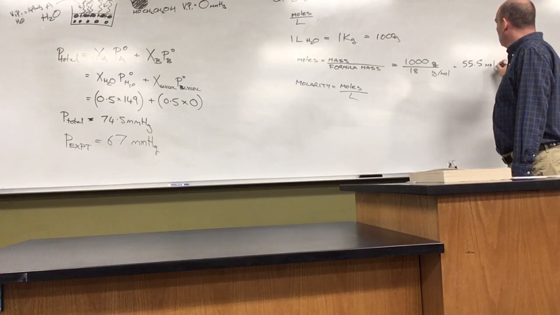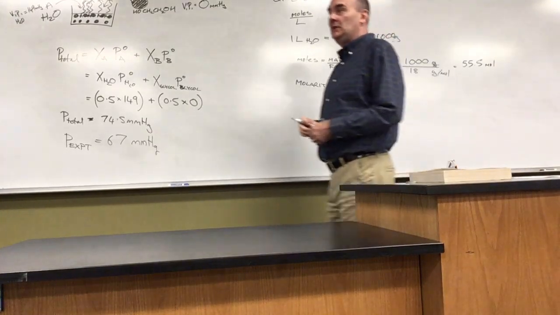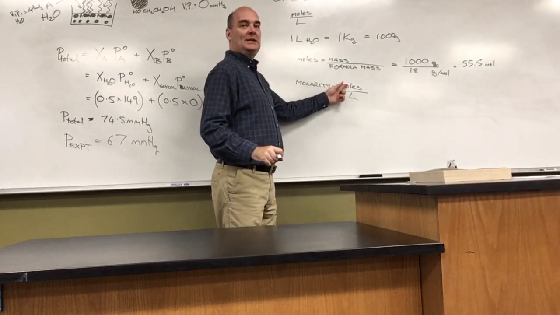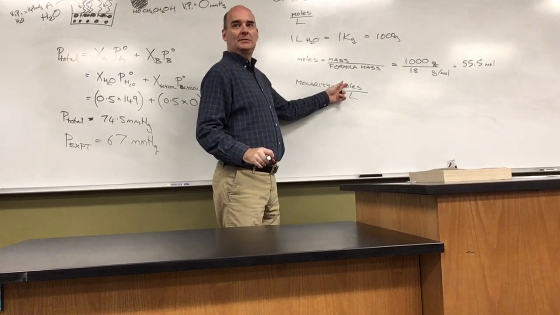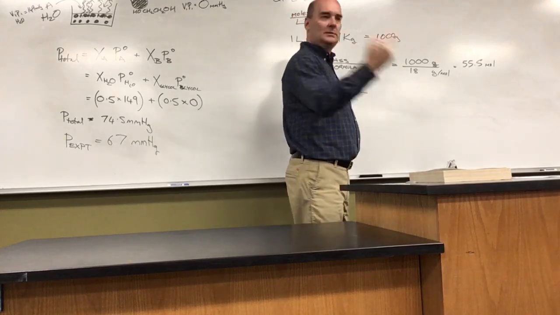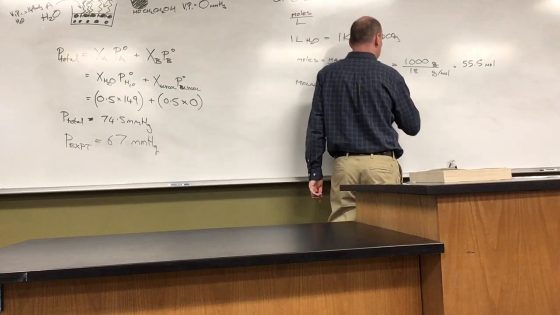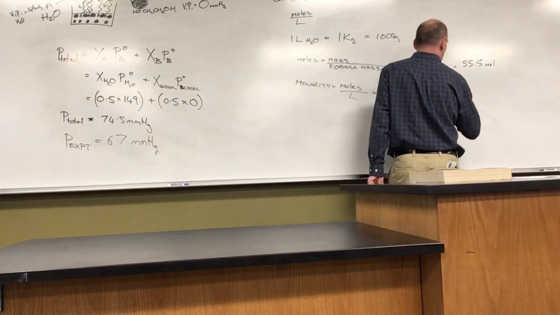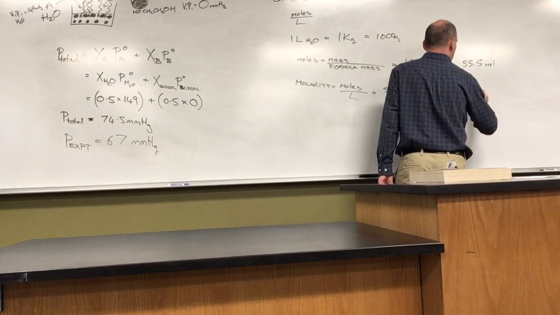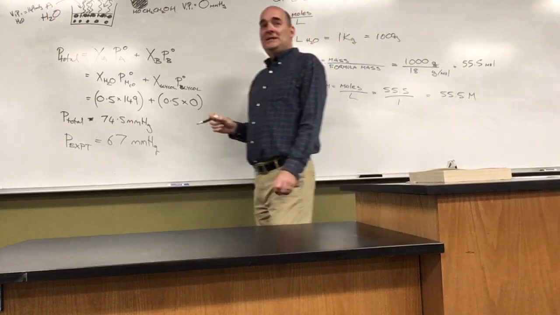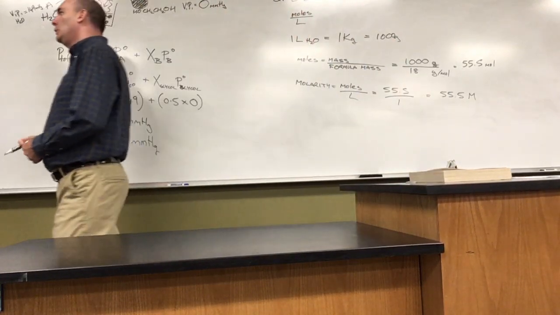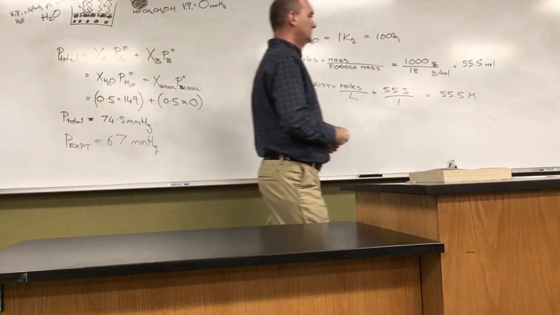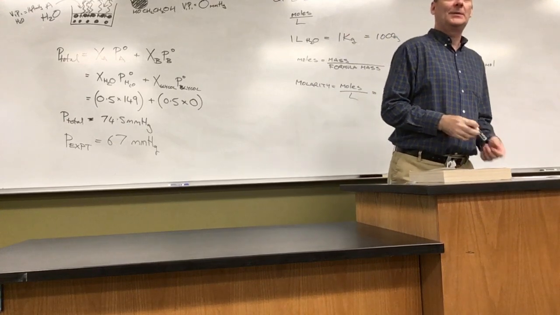Okay. So 1,000 grams is equal to 55.5 moles, and my molarity is number of moles per liter, and my number of liters is 1. There are 55 moles of water in every litre. That's a lot. That's a big number.